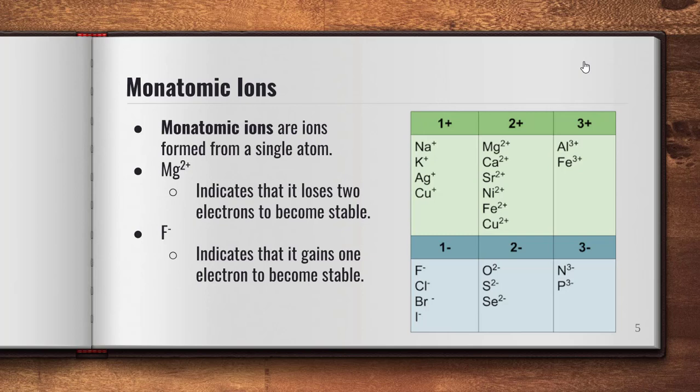And you can see a couple more examples over here on the right. We've got sodium, potassium, silver, and copper with a +1 charge, meaning that they will lose an electron in order to have an octet in their outermost shell. Magnesium, calcium, strontium, nickel, iron, copper will lose 2 electrons, and aluminum and iron will lose 3. And so on for the ones down at the bottom, except they're going to gain those electrons rather than lose them.